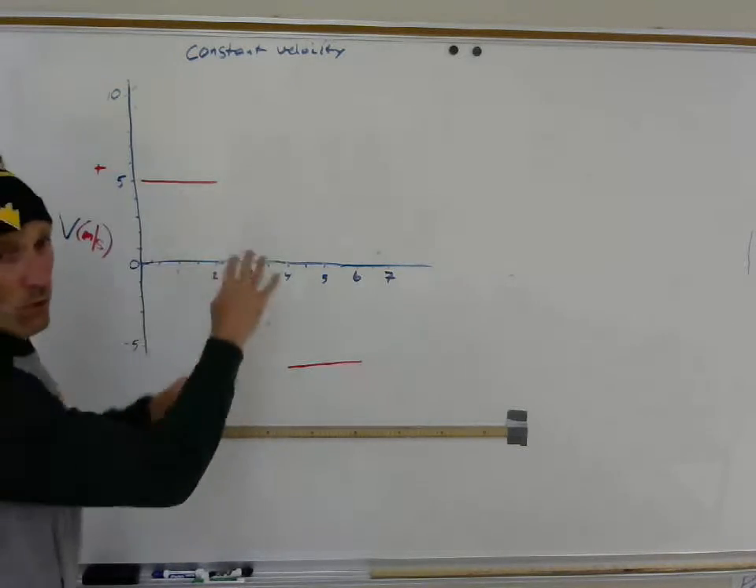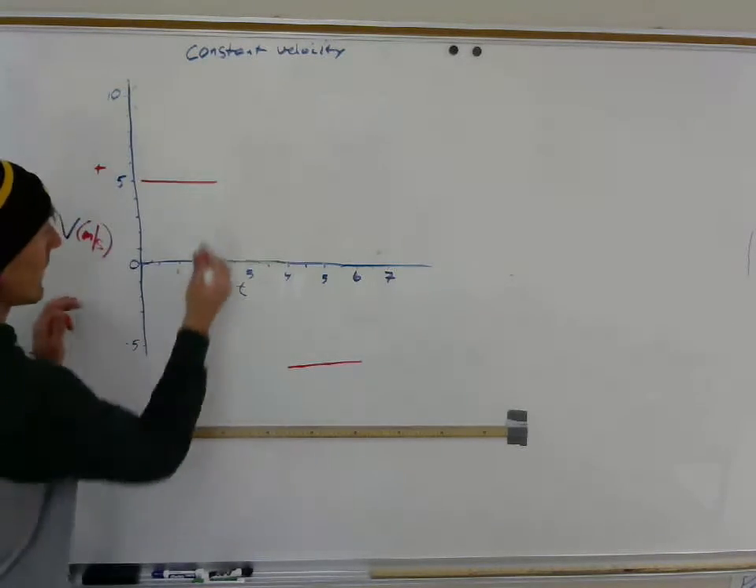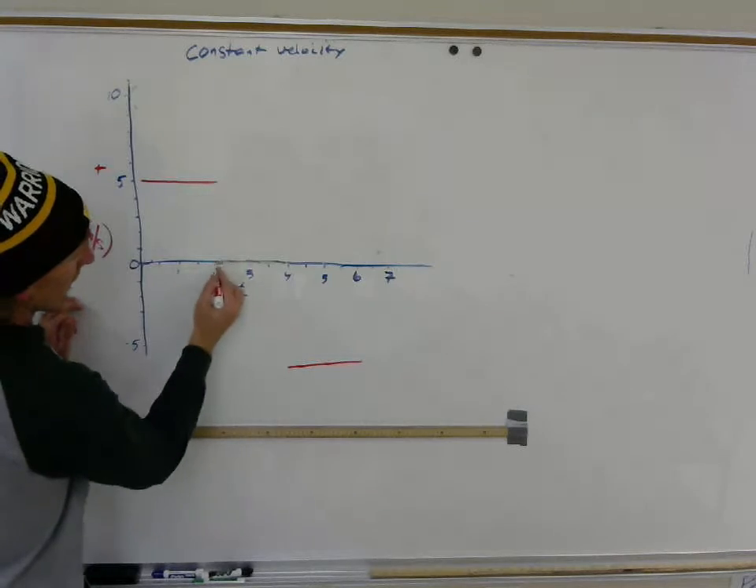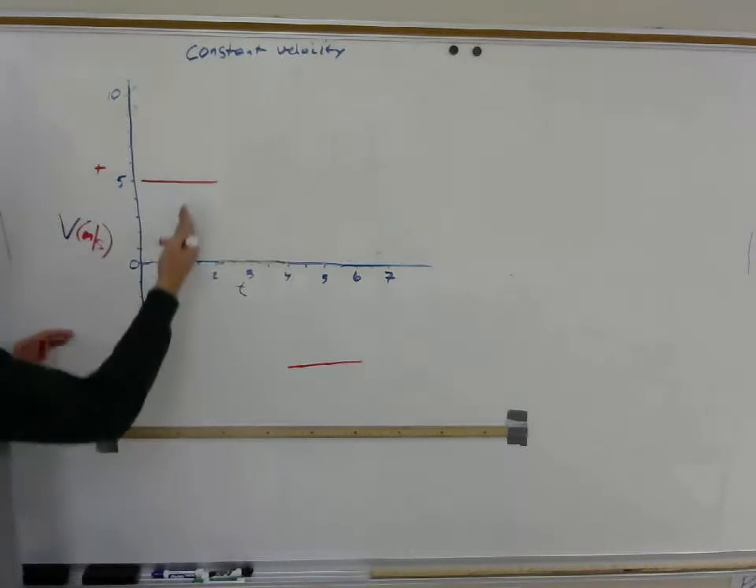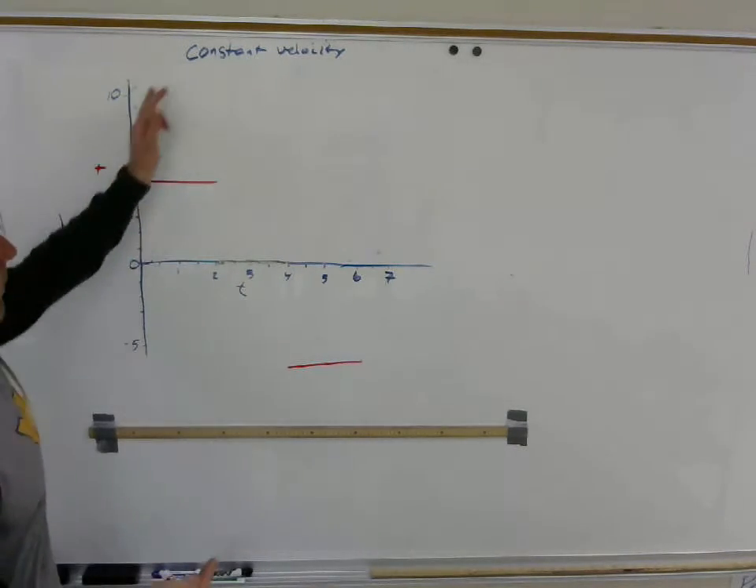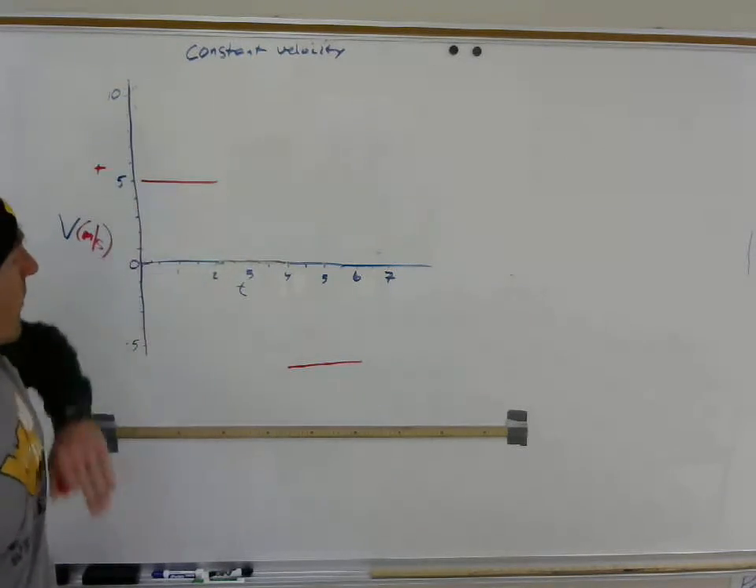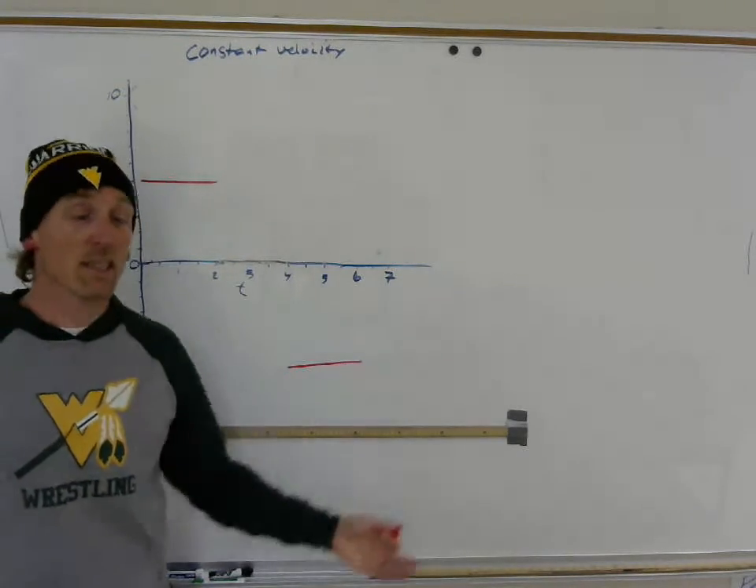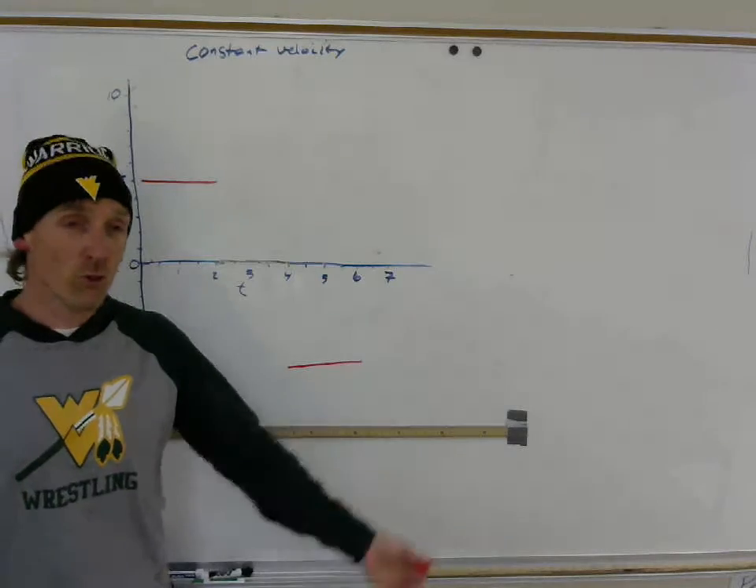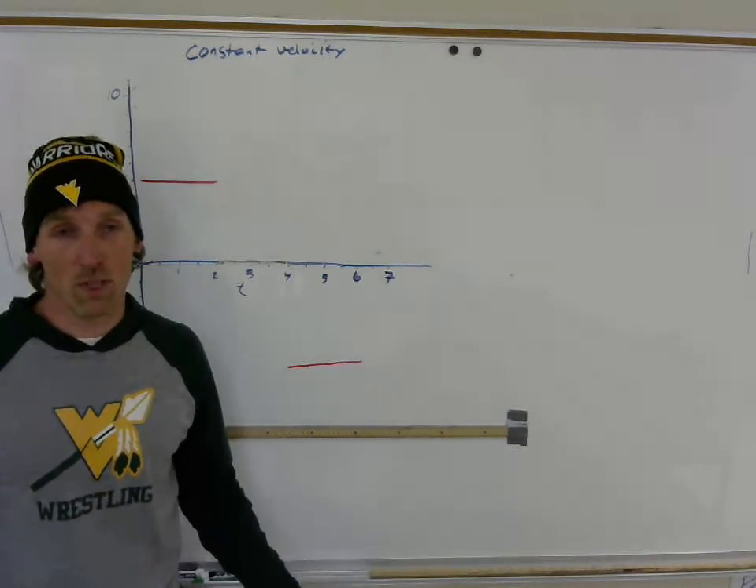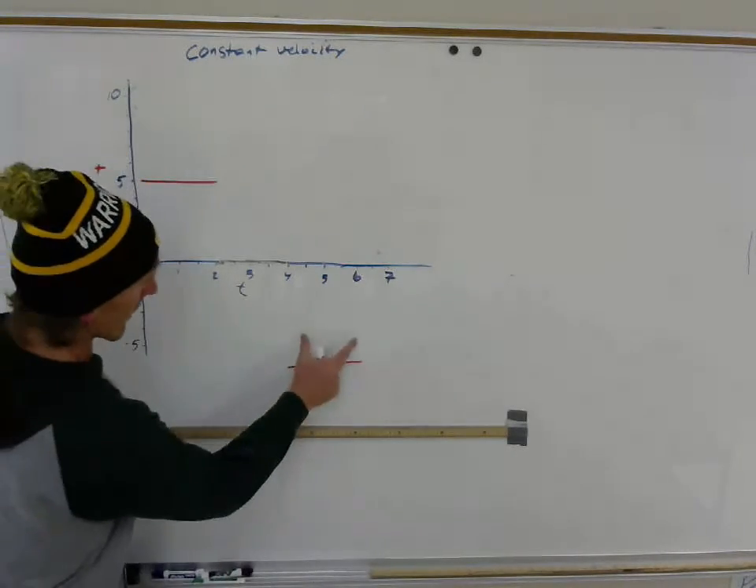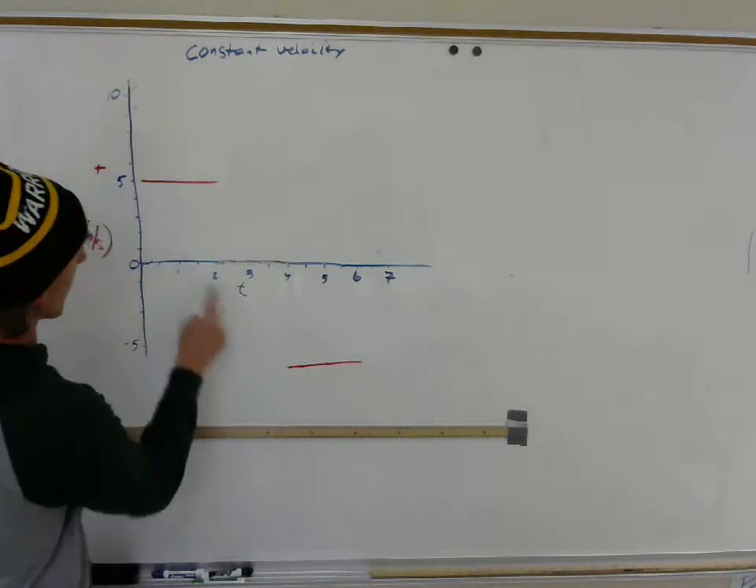So these can be in any order and mixed in any way. You don't need to connect them. So you can have a description that says an object is moving at 5 meters per second for 2 seconds and stands still for 2 seconds and then turns around and goes the other way at 5 meters per second for the next 2 seconds. And that would describe it right here.